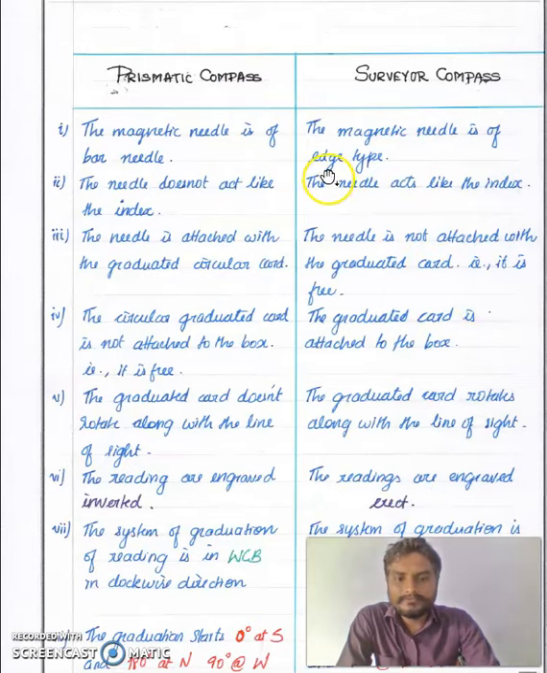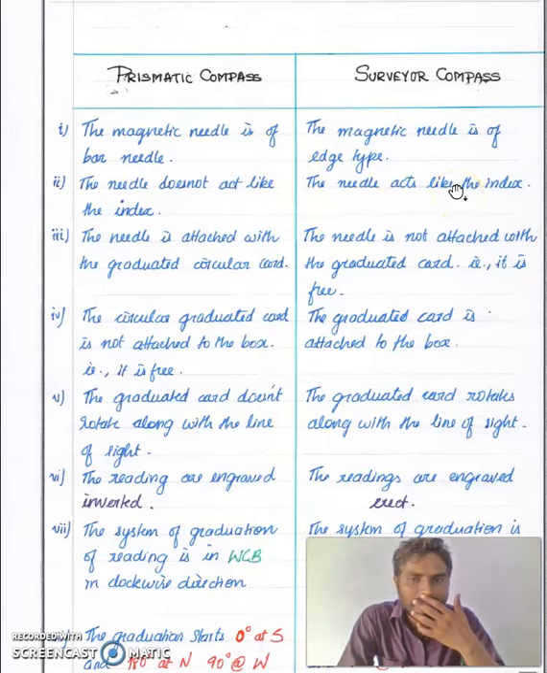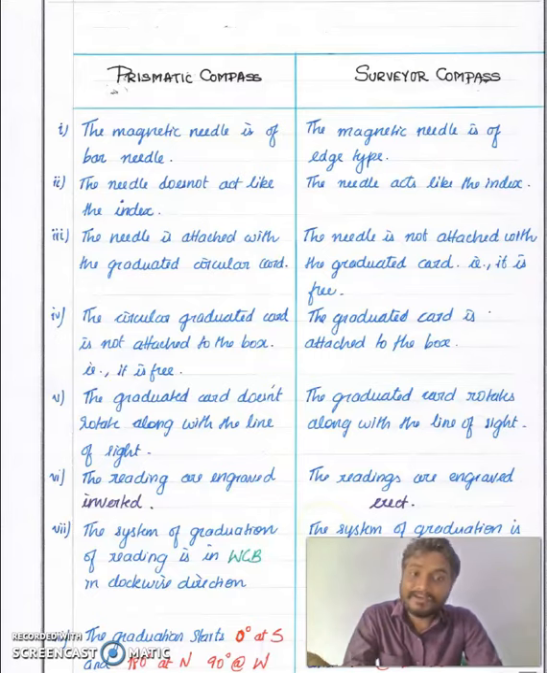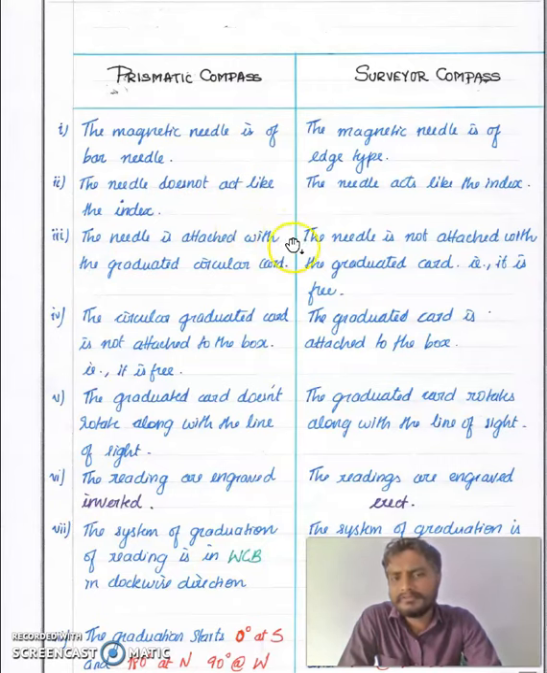Here you can see the difference between the prismatic compass and the surveyor compass. Already we discussed the difference between them. The main difference is we have to look at the values, the position of the graduations, where it starts and where it ends. These are the important points. And from your theory examination point of view, it is very useful. Okay, next.